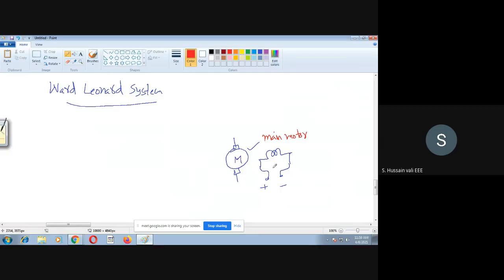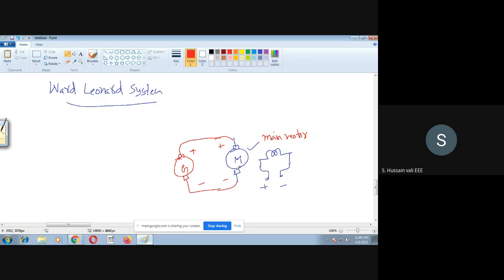This motor has a field winding and its voltage is fixed. Say, for example, the supply coming to the armature of this motor is coming from a generator. So the generator terminals are directly connected to the motor terminals. This is one important thing.